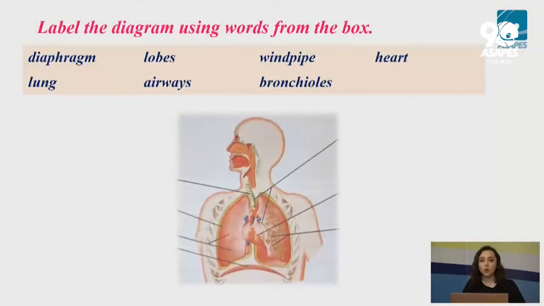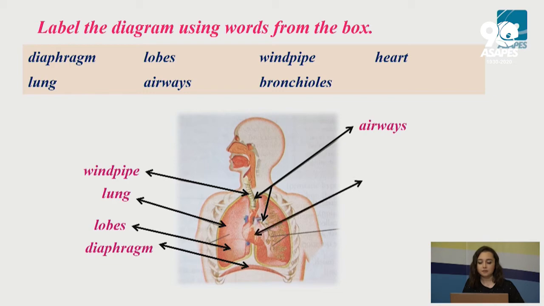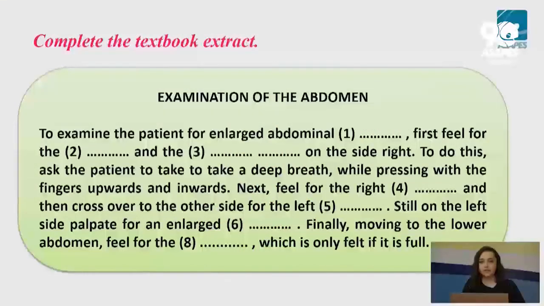The diagram below depicts the respiratory system. Please label the parts. You have 3 minutes to complete this exercise. Now it's time to check your answers. Windpipe, lung, lobes, diaphragm, airways, heart, bronchioles.